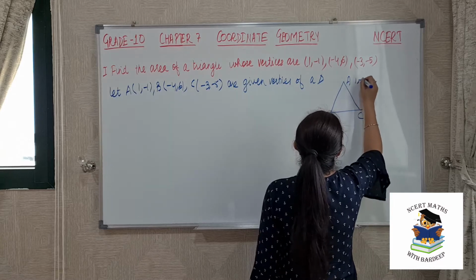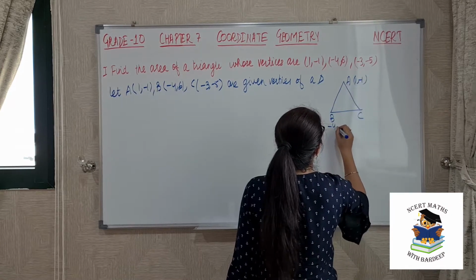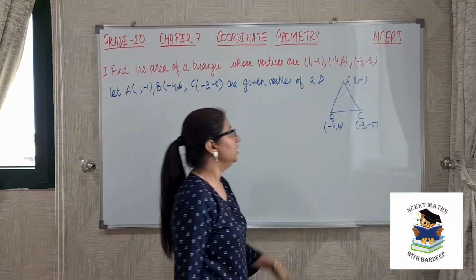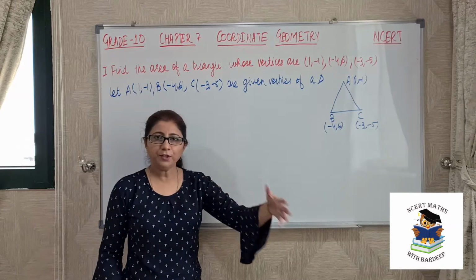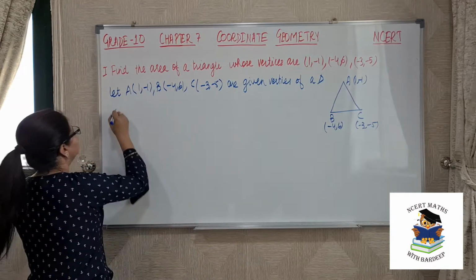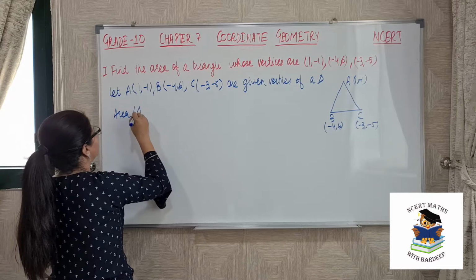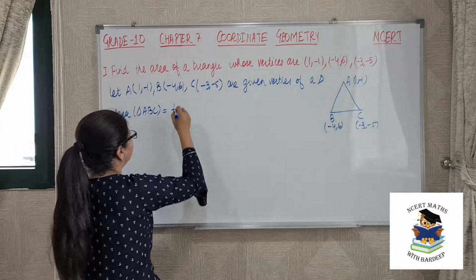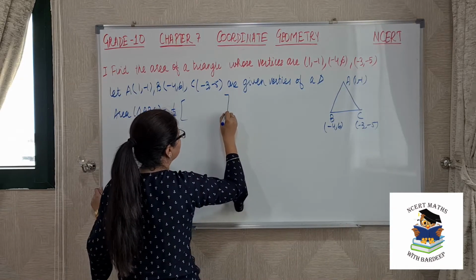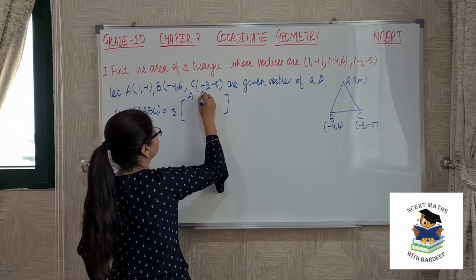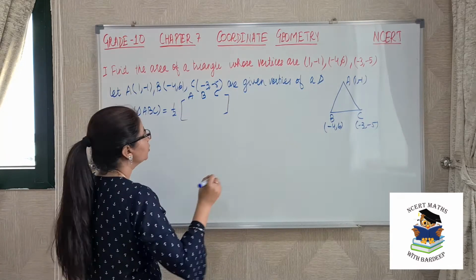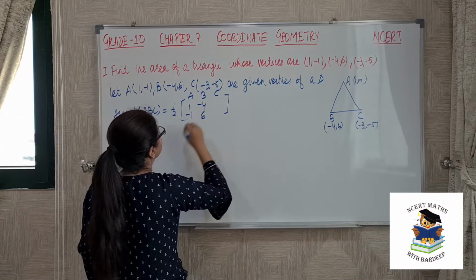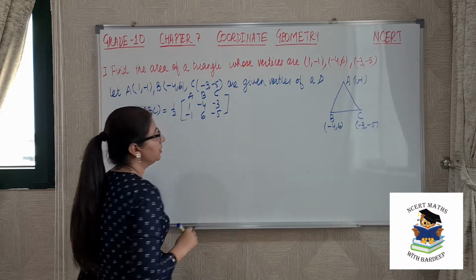So this is 1, minus 1, this is minus 4, 6, so minus 3 and minus 5. Okay, so now you are free to use any method. I will use my method, that is area of triangle ABC. So what I will do is, I will write like this. Okay, so here A, B and C. So A is 1, minus 1, this is minus 4, 6, minus 3 and minus 5.